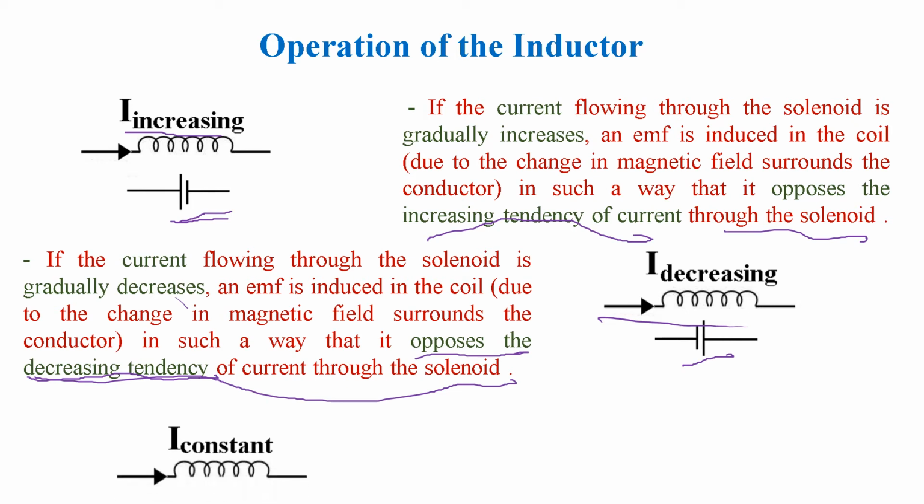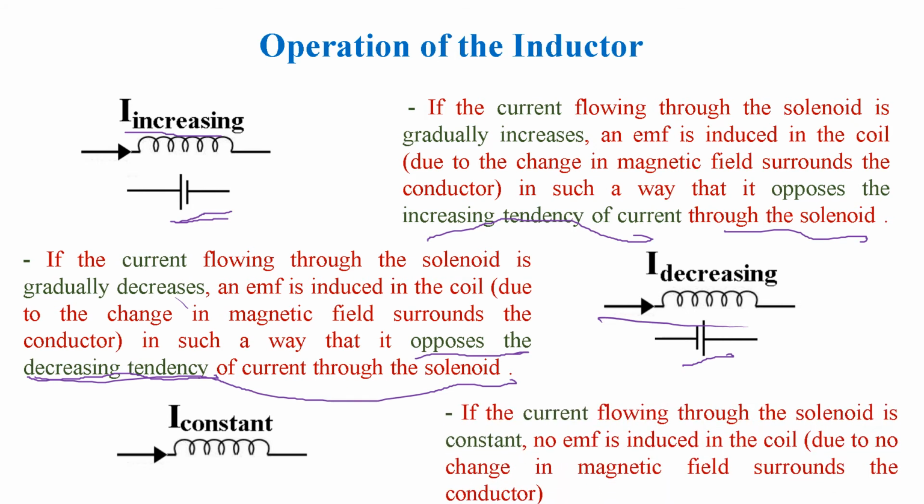Now we come to the third condition. If the current is constant, meaning current does not change with time, then there is no change of current, and in that case the EMF induced in the solenoid is equal to 0. So these are the three basic operations you have to remember.